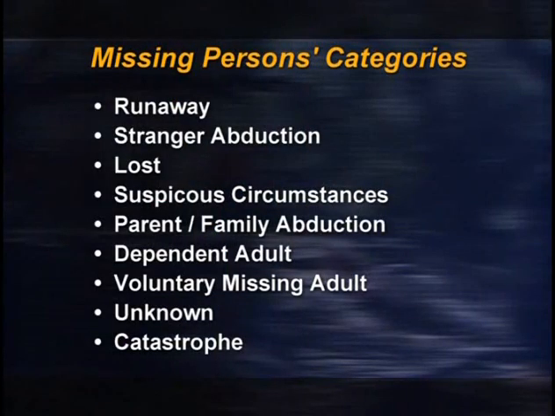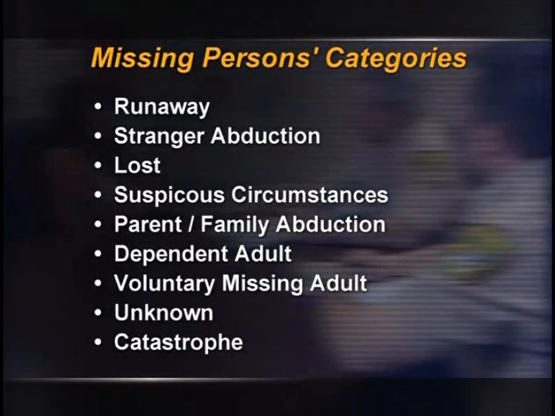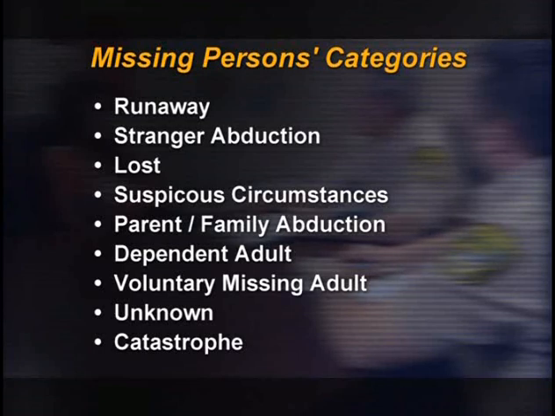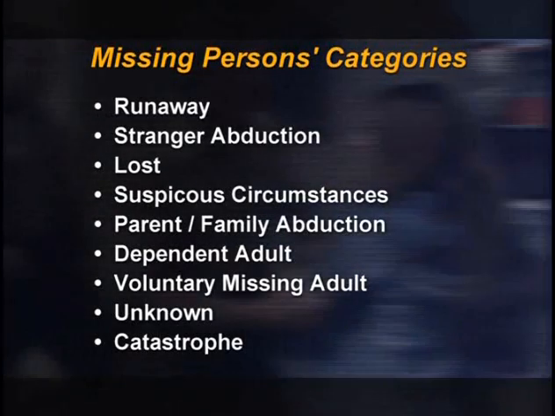The 9 categories of missing persons currently referenced in the Department of Justice's missing persons system include runaway, stranger abduction, lost, suspicious circumstances, parent-family abduction, dependent adult, voluntary missing adult, unknown missing, and catastrophic missing. It's important to gather all the evidence you can during your initial contact with the reporting party.